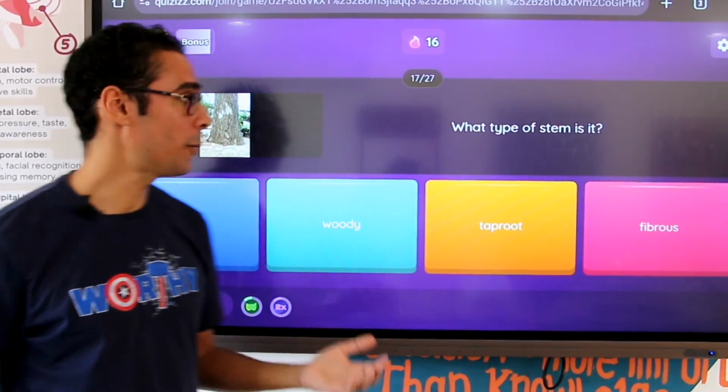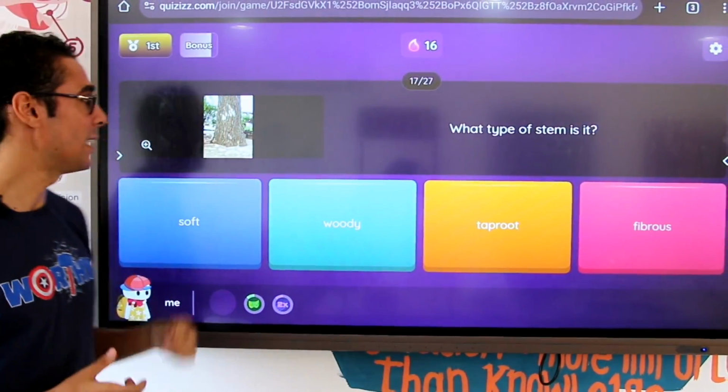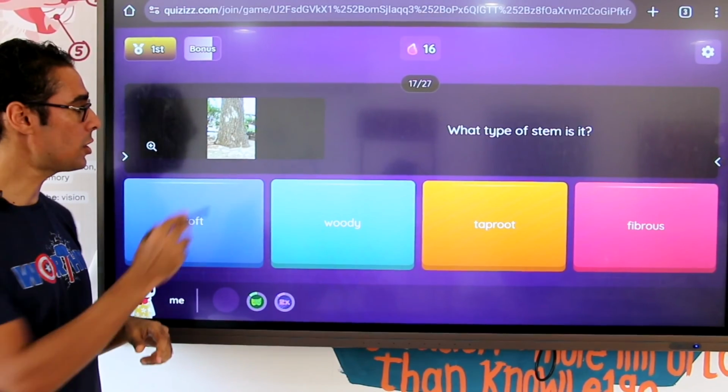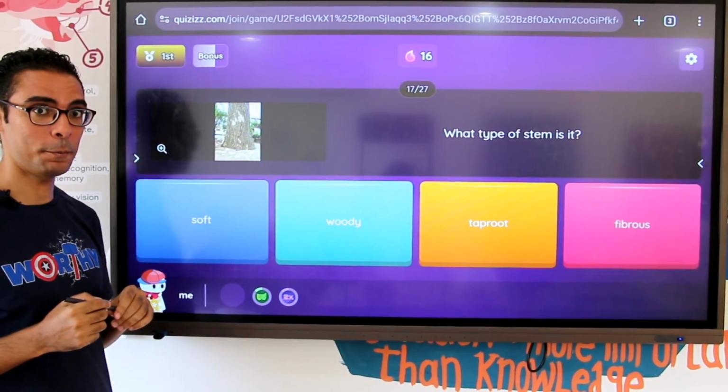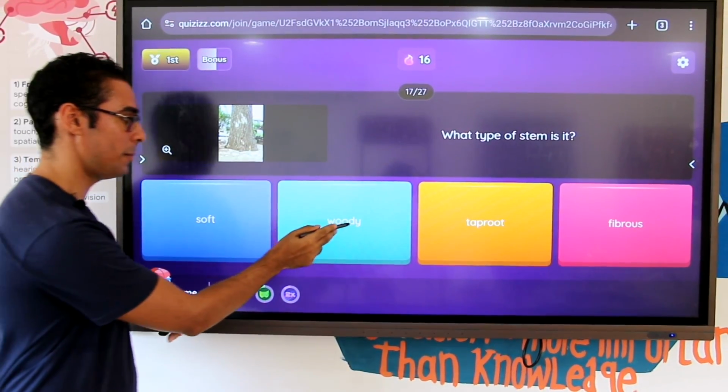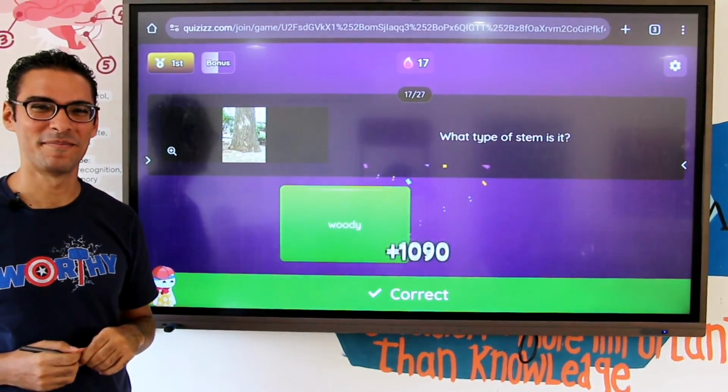That's a really important question. What type of stem is it? Which kind of stem is that? You mean wooden stem? If it's the wooden stem, you're gonna pick up woody. Perfect.